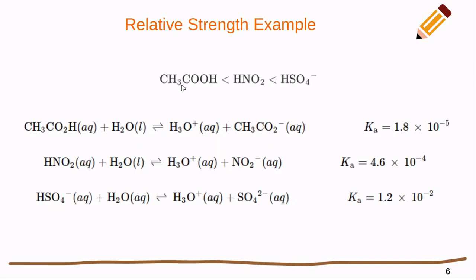We can relate acids in their strength. For instance, I could make this relation where acetic acid is less strong than nitrous acid, which is less strong than hydrogen sulfate here. And I would know that because I would go to the table in Appendix H. I could write out their ionization equations and then look up their Kas. As the Kas go up, the strength of that acid increases.